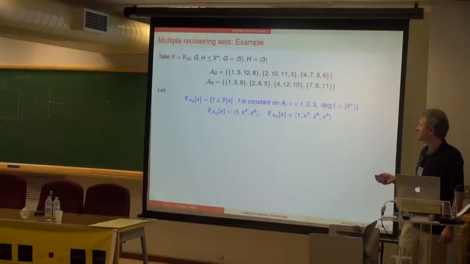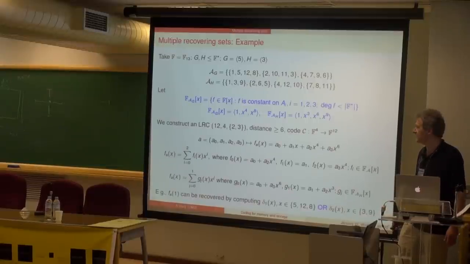So consider the set of polynomials that are constant on each block of the partition, and the basis of this algebra, F_A^G, for the group G is 1, x^4, x^8, and the basis of this algebra for H is this set of polynomials. So altogether we have two algebras, and of course we take the direct sum and take our basis of the code from the direct sum.